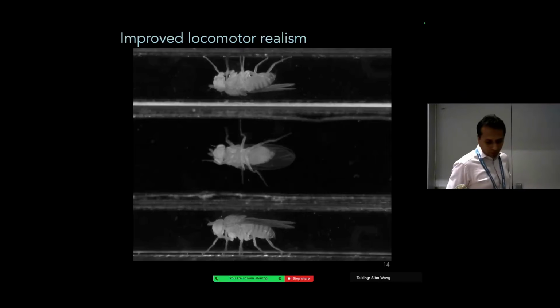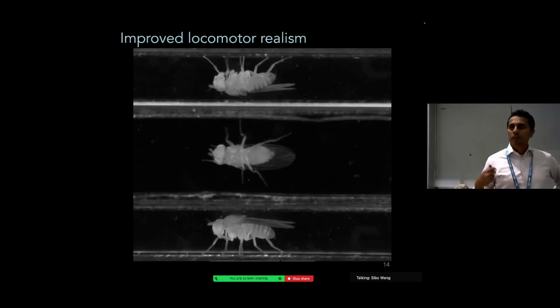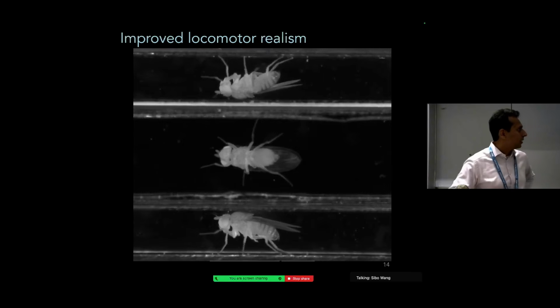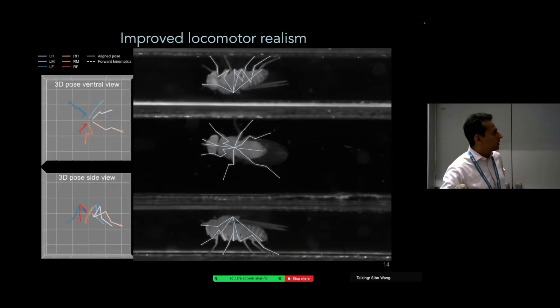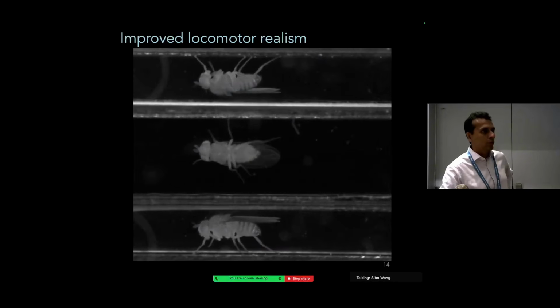The first thing we wanted to do is to try to generate more realistic locomotion. Initially we had our locomotor controller driven by CPG controllers to try to emulate the joint degree of freedom ranges we saw in the real fly. Here what we did is we took a single step from a locomoting fly, performed 3D pose estimation, and then used this information to actually drive locomotion in the simulated fly.